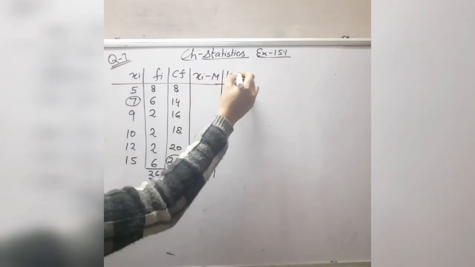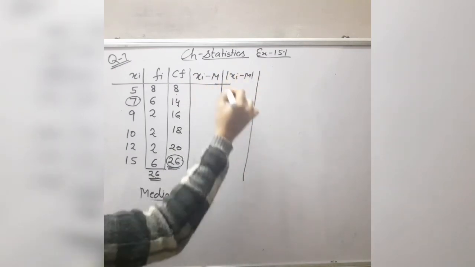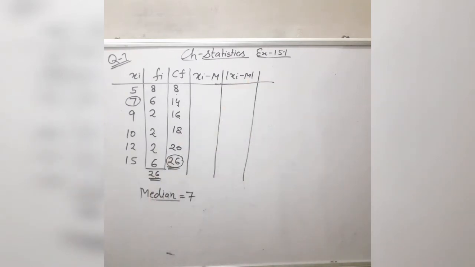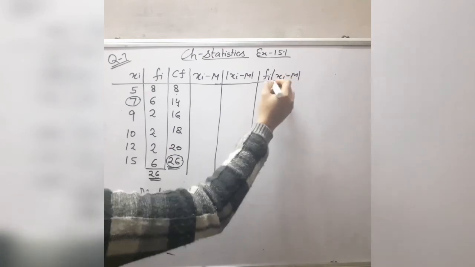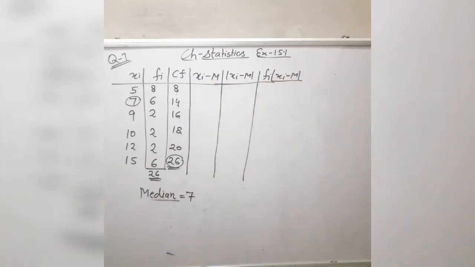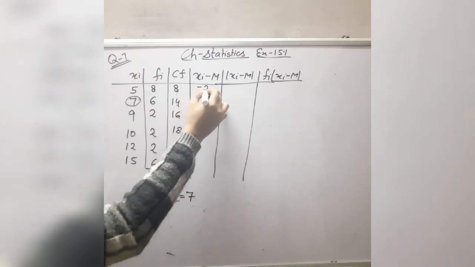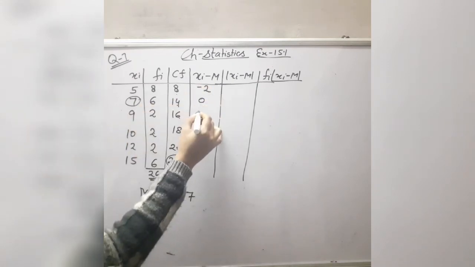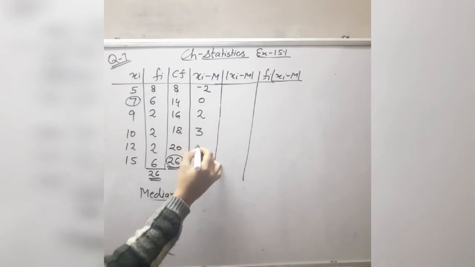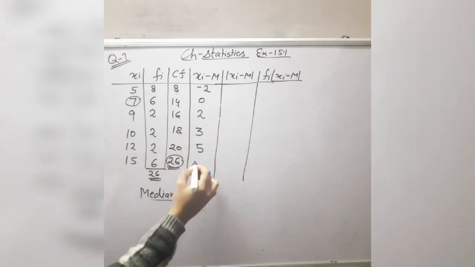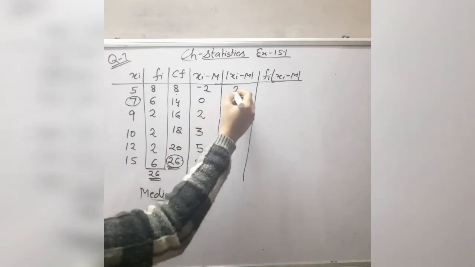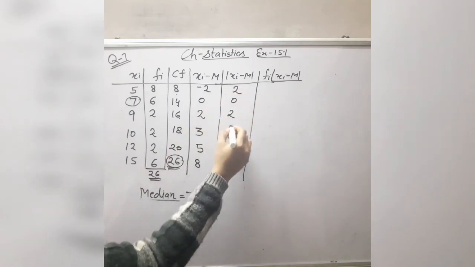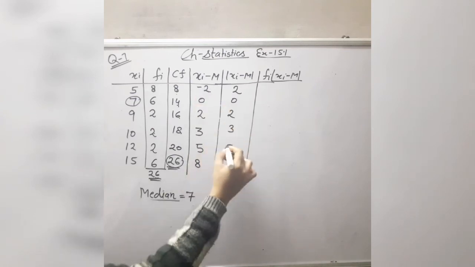In the next column we will take mod xi minus m, and in the next column we will multiply this mod with frequency, that is fi into mod xi minus m. So we will find these three columns. Now xi minus m: 5 minus 7 is minus 2, 7 minus 7 is 0, 9 minus 7 is 2, then 3, 12 minus 7 is 5, 15 minus 7 is 8. In the next column we will take mod: 0, 2, 3, all these values become positive.